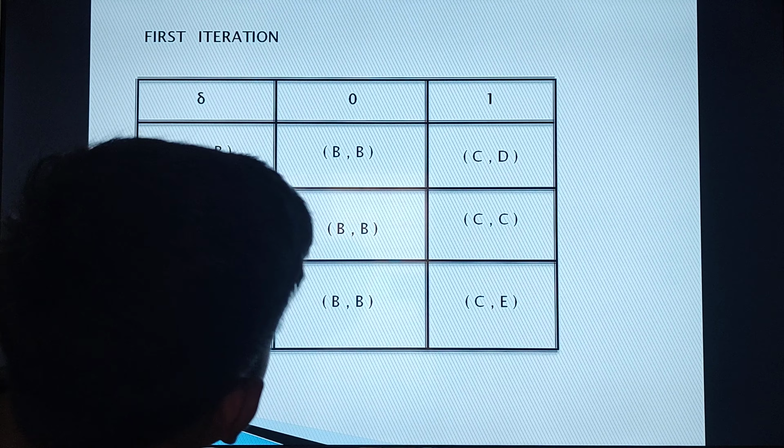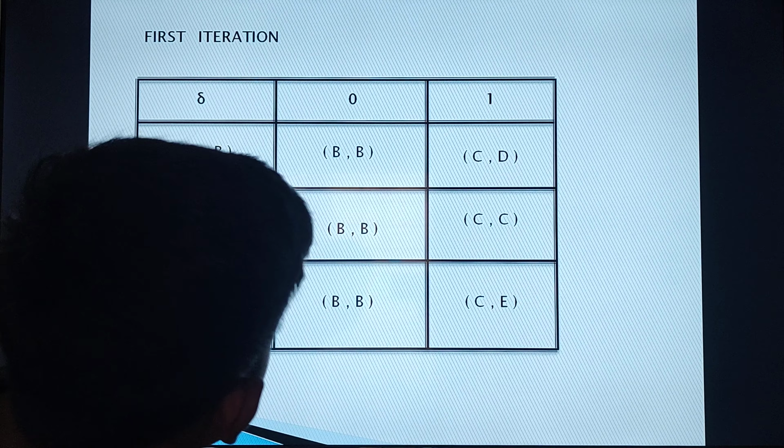On first iteration, we have to look at where they are going on 0 and where they are going on 1. For A, B, let us look at the transition table. On 0, A is going to B, and on 0 B is going to B itself. So we write B, B. On 1, A is going to C and B is going to D. It will be C, D.